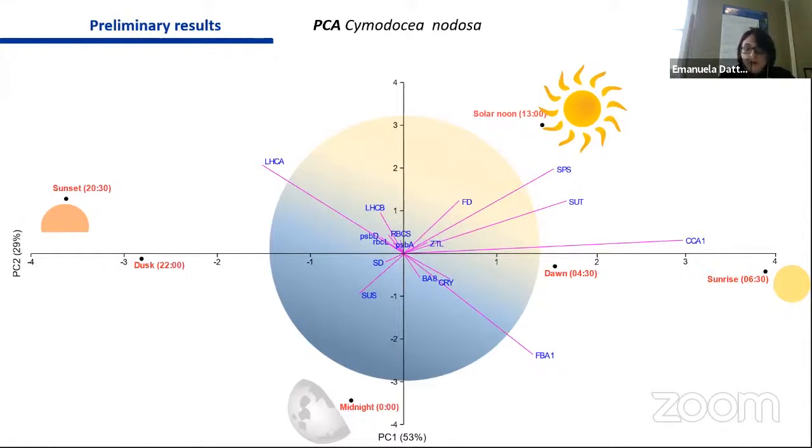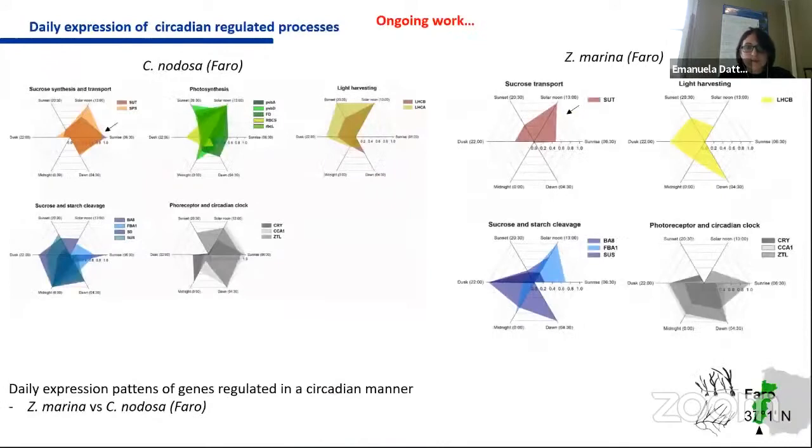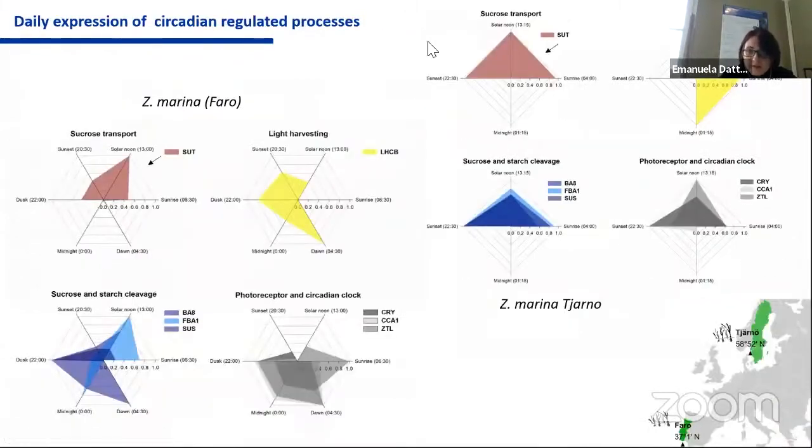We are doing the same, the idea is to compare the two species to see if they follow exactly the same pattern. These are, for example, the same genes that we have already analyzed for Zostera marina. And if you see the profile of the sucrose synthase, you can see that between the two species there are clear differences in the expression profile, because in Zostera these genes peak in the early morning, while in Cymodocea at midday. And the same gene analyzed between Zostera populations also shows differences in their expression profile.